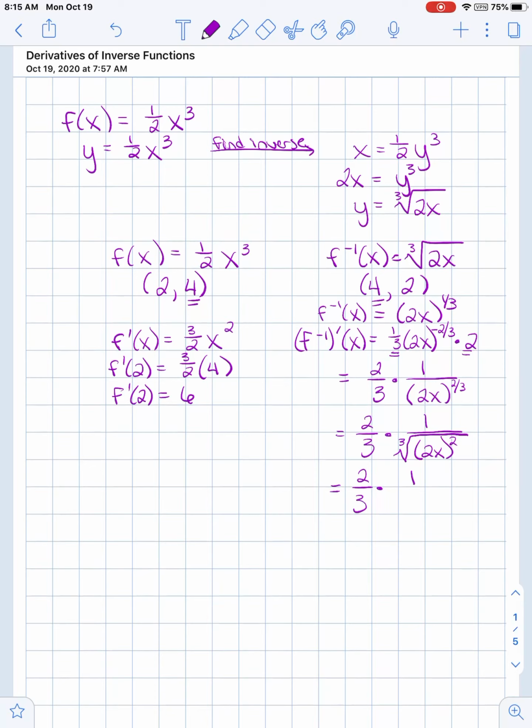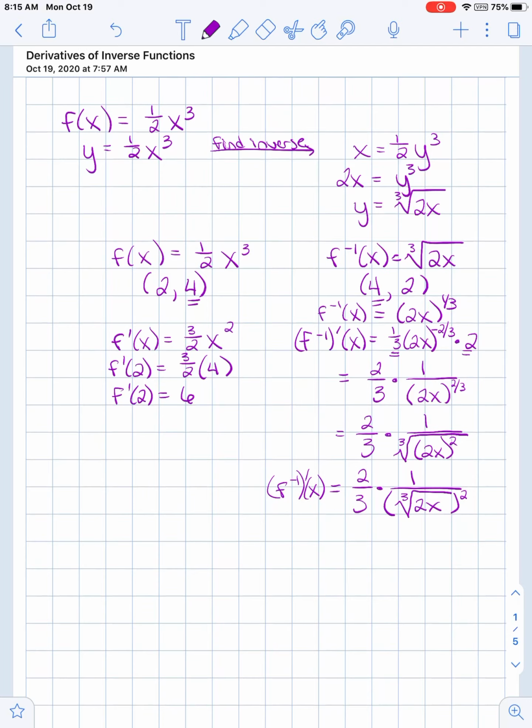Another way you can write it though, because this is all multiplication, the exponents are all multiplied, so it doesn't really matter what order we do it. I can rewrite this as the cube root of 2x and then square that result. And that'll make the numbers a lot smaller, so a little bit easier to work with. Okay, so all of that, that's the derivative.